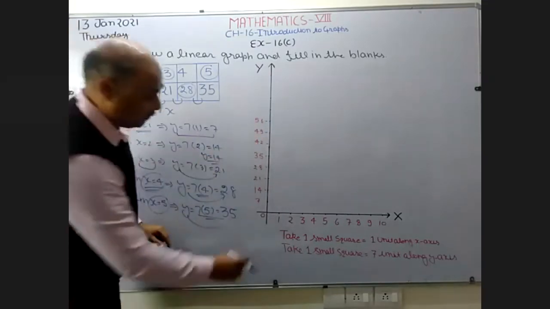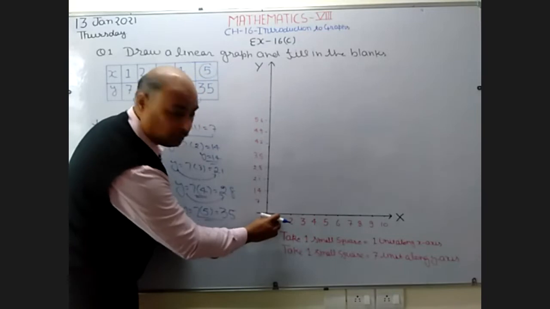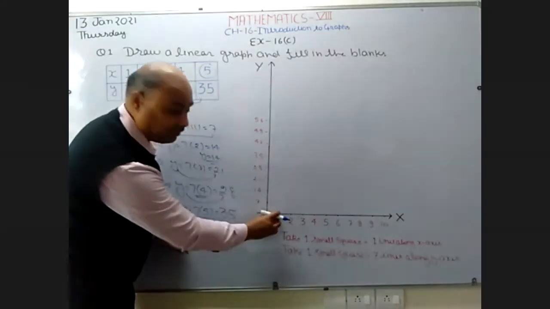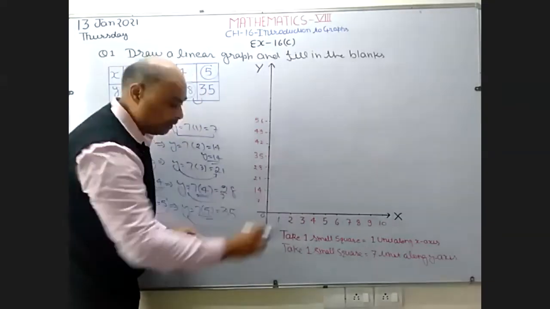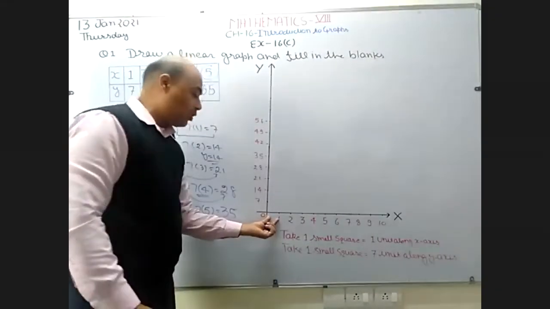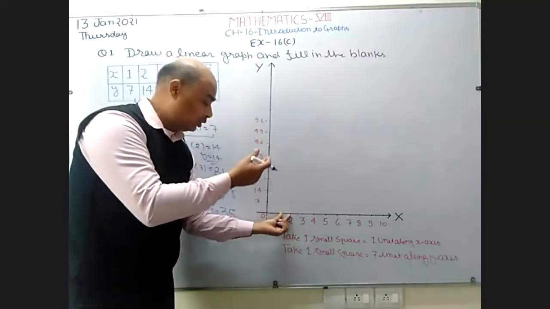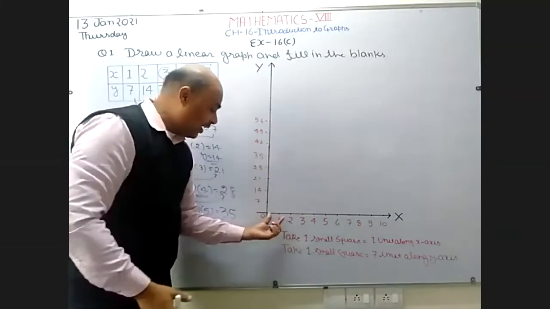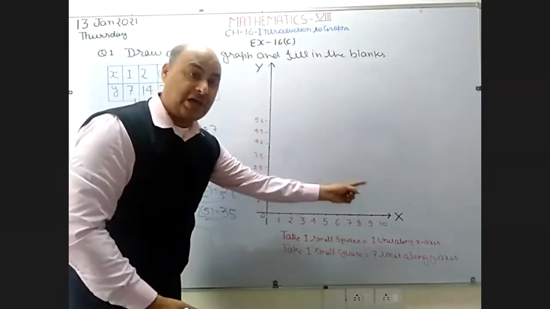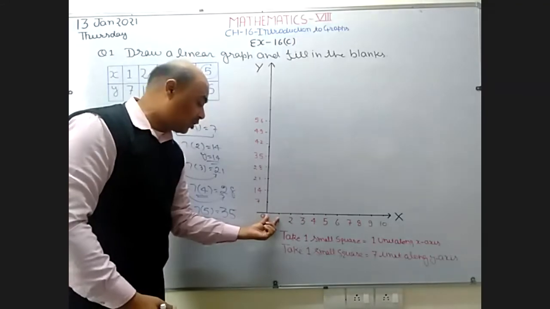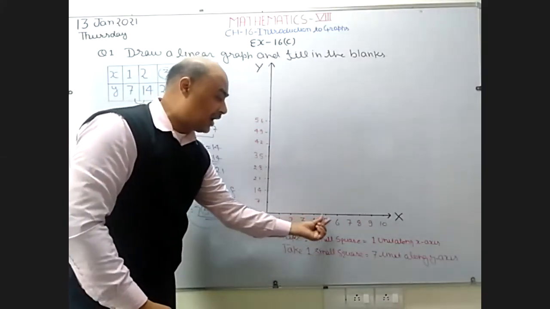So on. Now along the x-axis, I take this small box equal to 1 unit. If I take the first one as 1 unit, the next one will also be 1 unit. It's going to be the same. If I take the first small box equal to 2, then the next is going to be 4, then 6. If I take one small box equal to 1, it means all are going to be increased by 1 unit. So the next are going to be 2, 3, 4, 5, 6, 7.